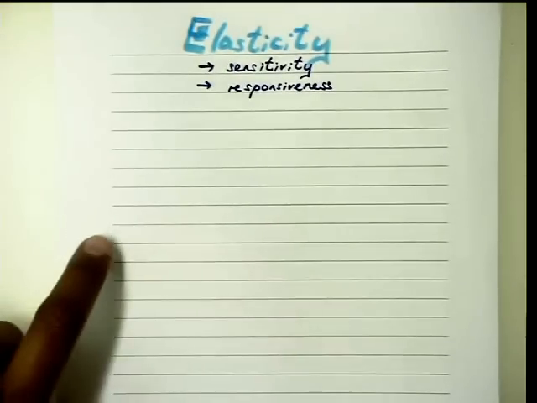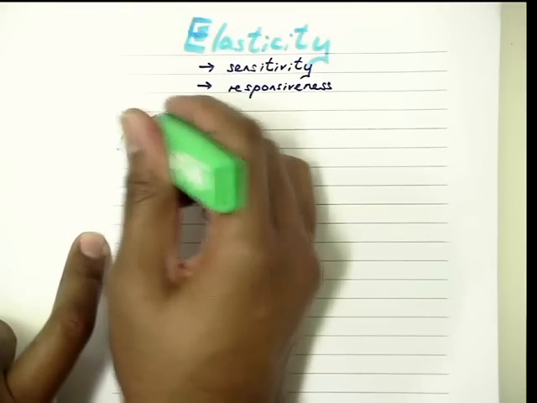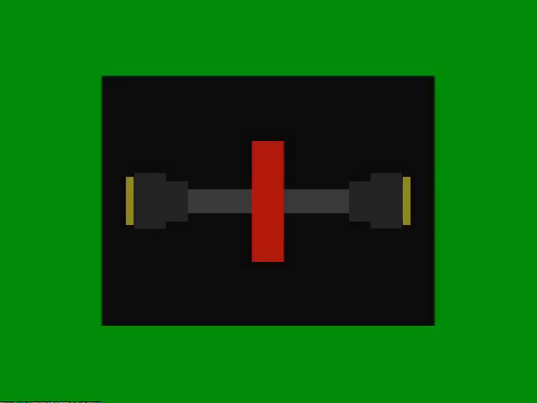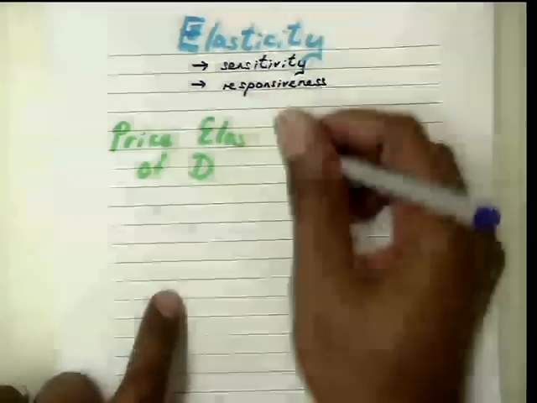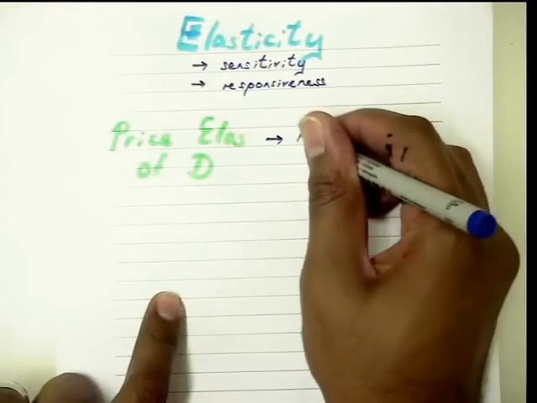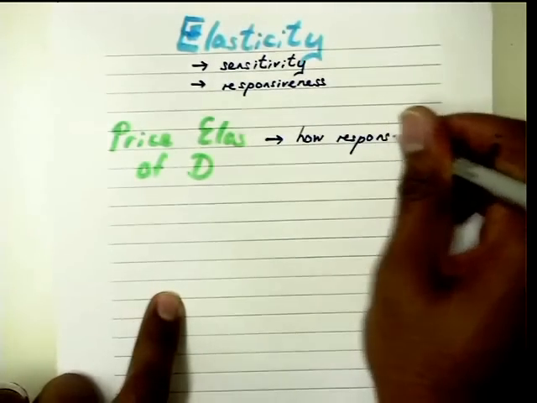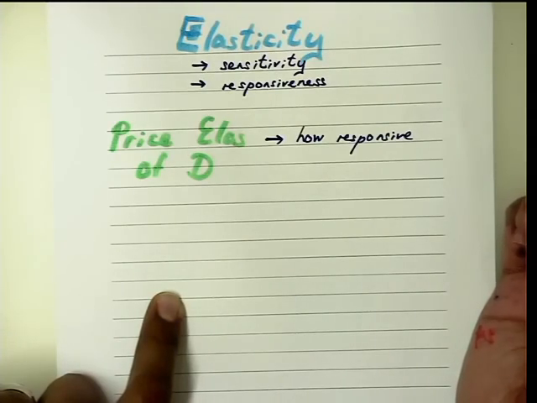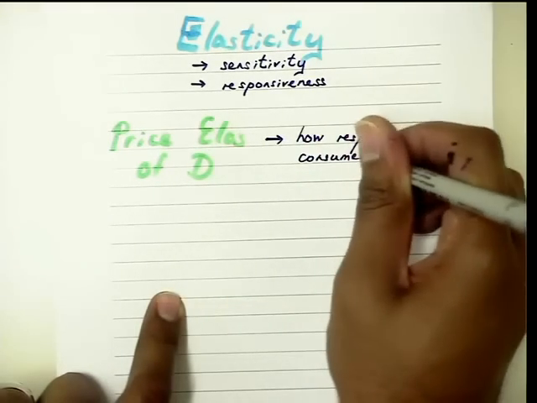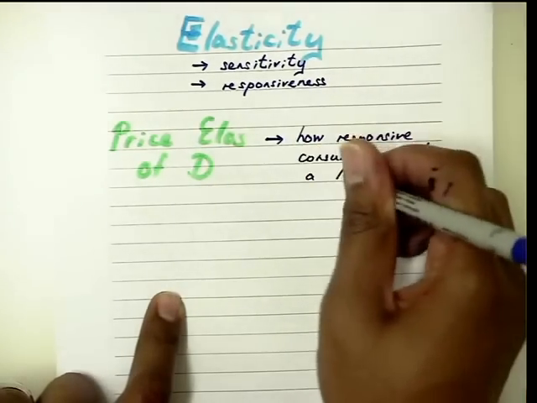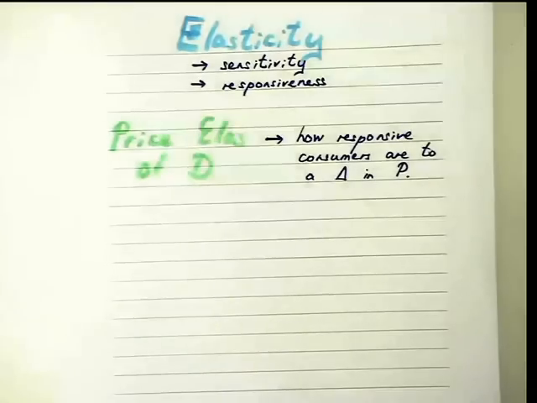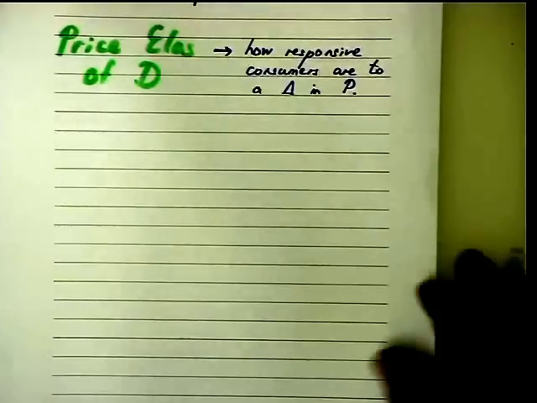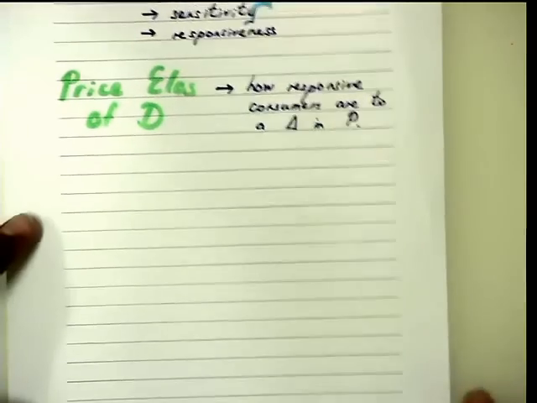The one that we tend to spend most of our time on is, which type of elasticity? Price elasticity of demand. So if I say price elasticity of demand, I am referring to how responsive, who? Consumers or producers? How responsive consumers are to a change in price. I'm referring to how responsive consumers are to a change in price.